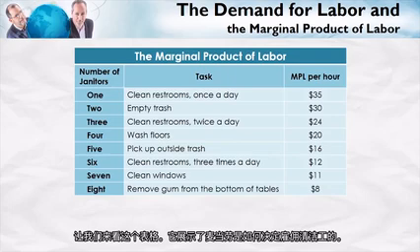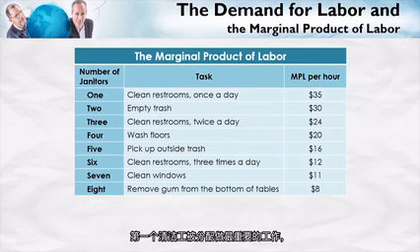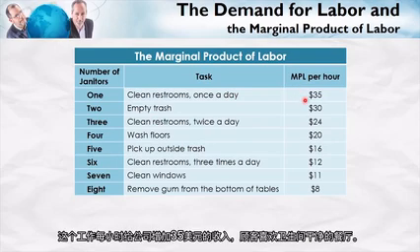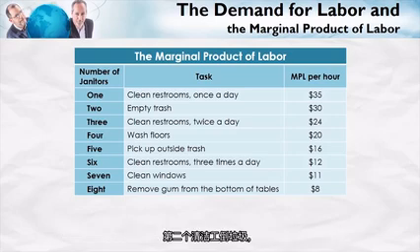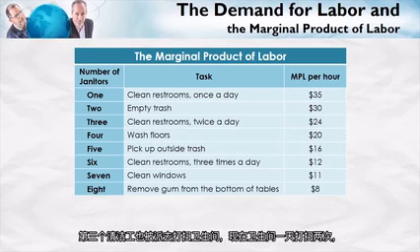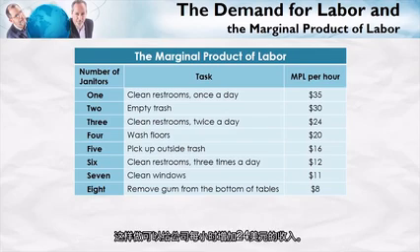This table shows how a restaurant like McDonald's might think about hiring janitors. The first janitor is assigned to the most important task, cleaning the restrooms once a day. That task adds $35 an hour to the firm's revenues. Customers like restaurants with clean restrooms. The second janitor empties the trash. The third janitor hired will also be assigned to cleaning restrooms, now done twice a day, and that use increases revenues by $24 an hour.